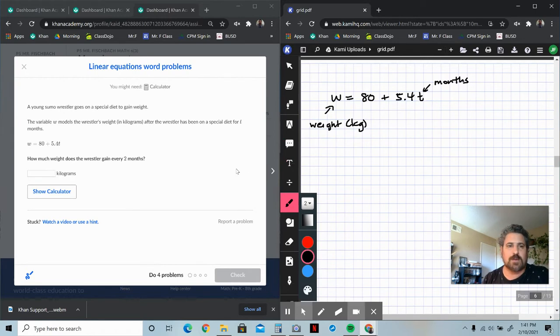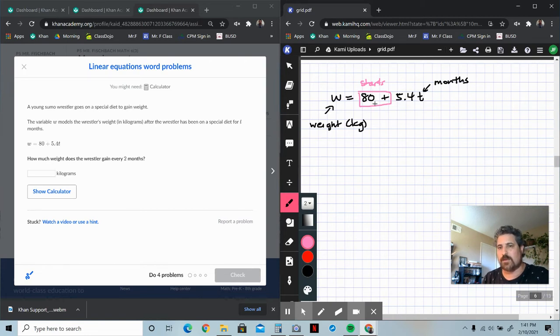So when we're talking about the amount of weight he's gaining, let's just talk about the components here on our linear function. So this is your y-intercept. This is your b value, right? So this is where it starts. So the weight is the total weight that this wrestler has. The value where it starts at is 80. So basically he starts with 80 kilograms as his weight, and then he's trying to gain weight with a special diet, right? And he's gaining at a rate of 5.4 kilograms every month, okay?